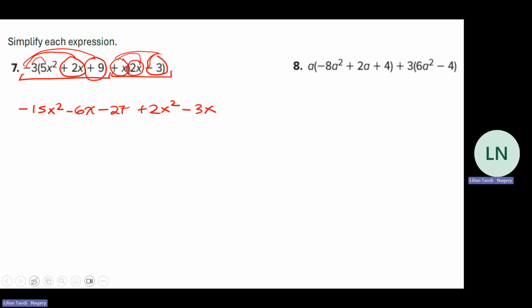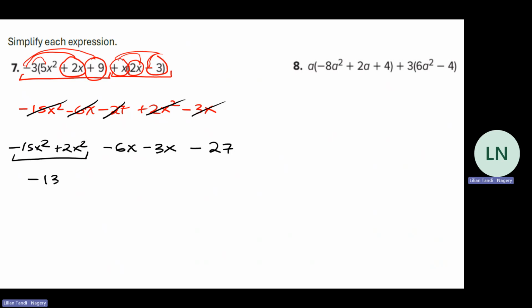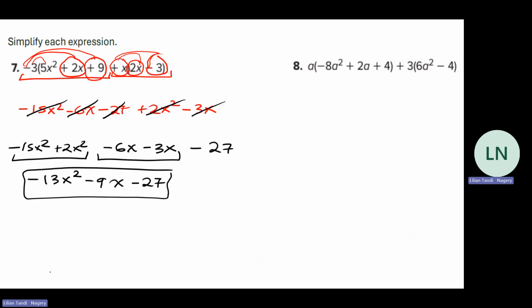Now start putting your friends together. Negative 15x squared plus 2x squared. Negative 6x minus 3x. Then negative 27. Okay? Now add your friends. This becomes negative 13x squared. This becomes negative 9x minus 27, and you box your answer.